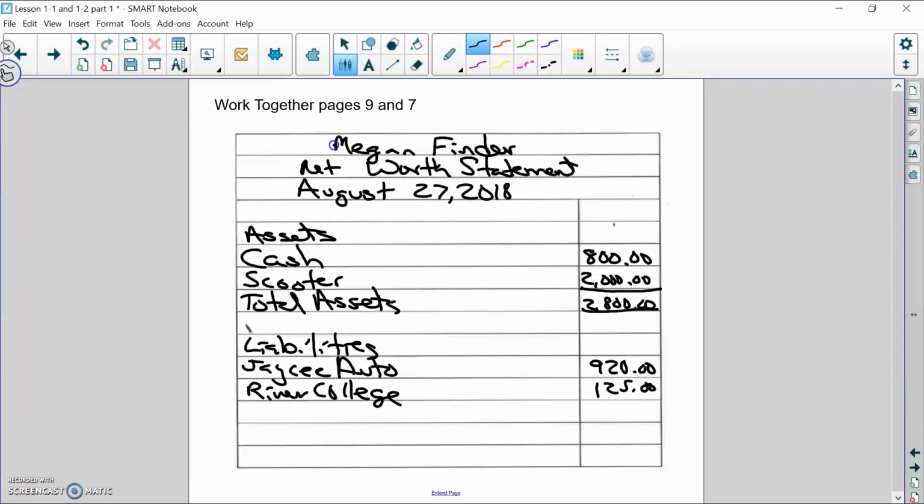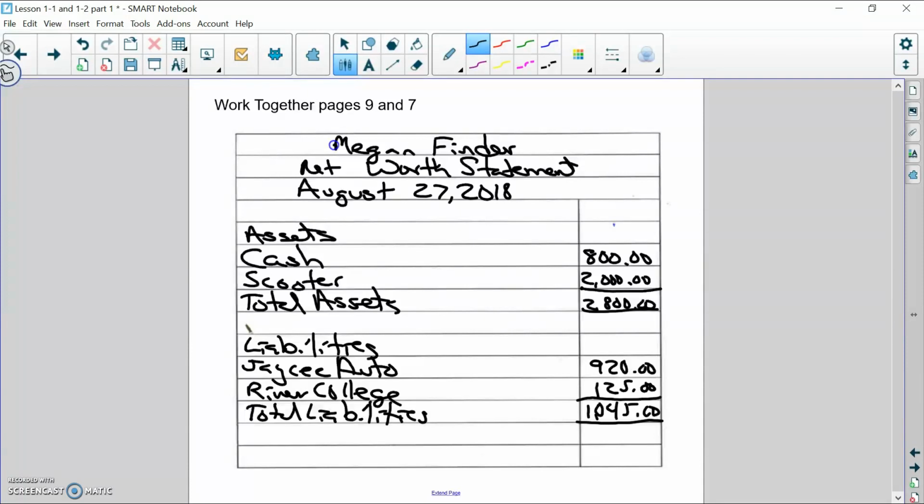Okay, so I'm going to draw a single line, and on the next line I'm going to put total liabilities. And I add those two up, I get $1,045. I'm going to draw a single line underneath that.